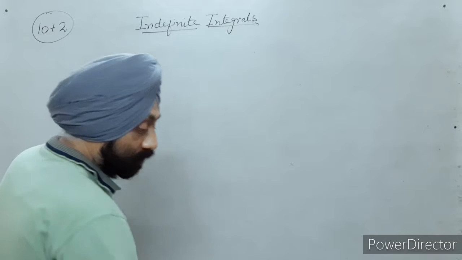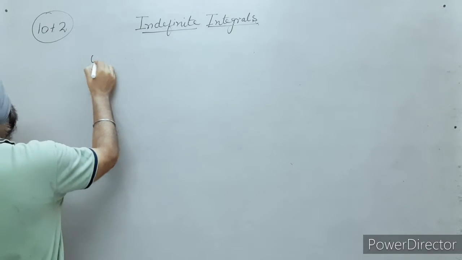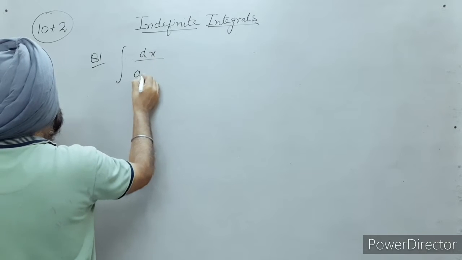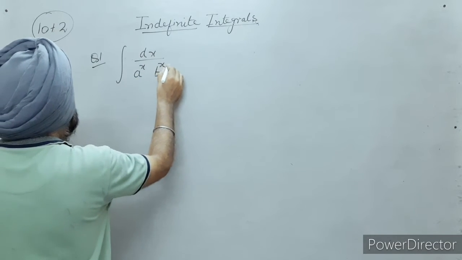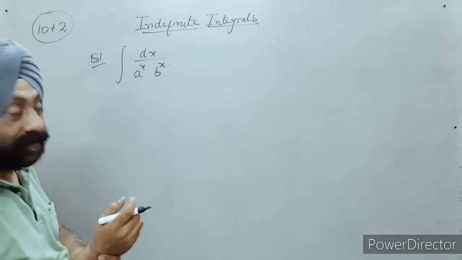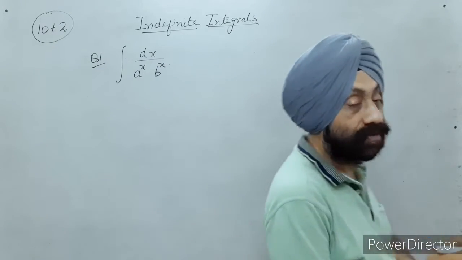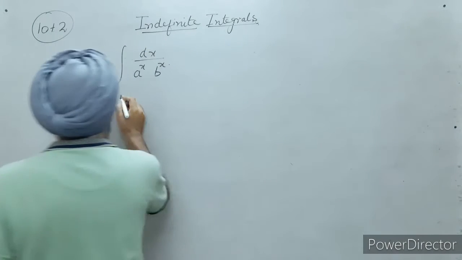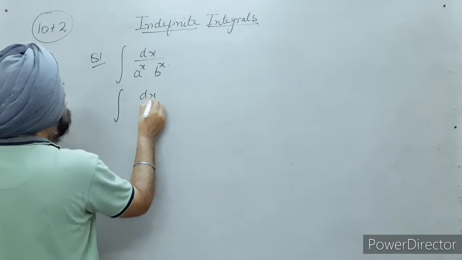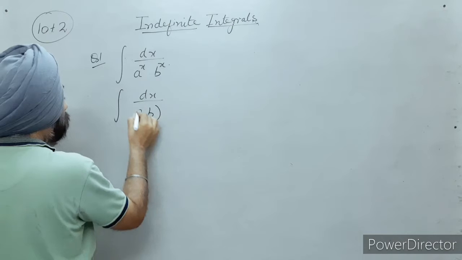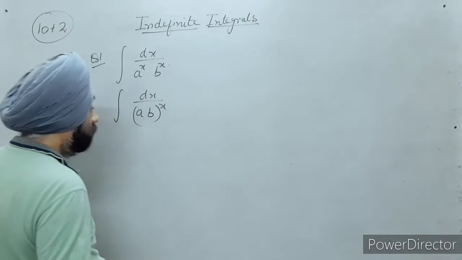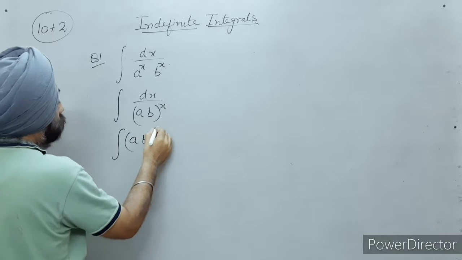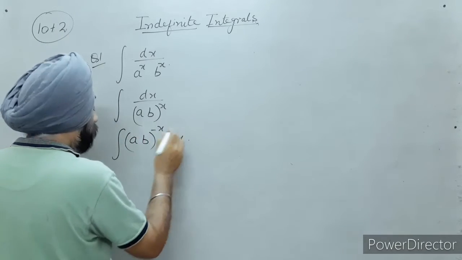Now, the first one is question number 1. It is dx upon a^x into b^x. A to the power x into b to the power x is in the denominator. Now what we can do is integrate dx upon ab. I can write it like this: (ab) raised to the power minus x dx.